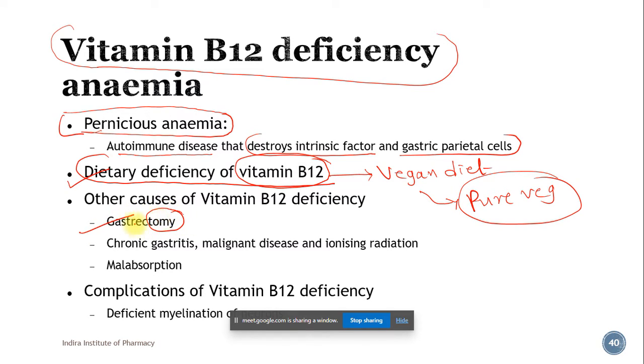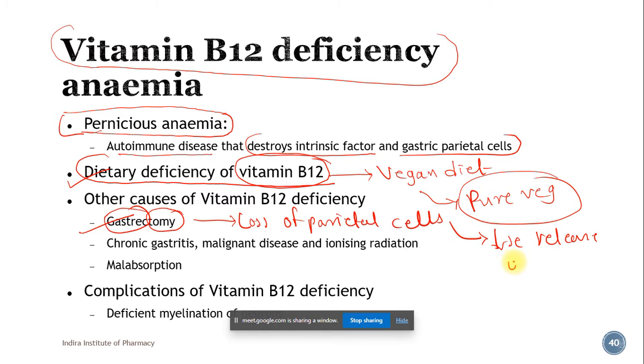Gastrectomy, this is cutting the part of the stomach. Okay, so if you cut out some part of the stomach, then it leads to the loss of parietal cells. And if there is loss of parietal cells, it leads to a decrease in the release of intrinsic factor, and as there is a decrease in the release of intrinsic factor, it can create the vitamin B12 deficiency.